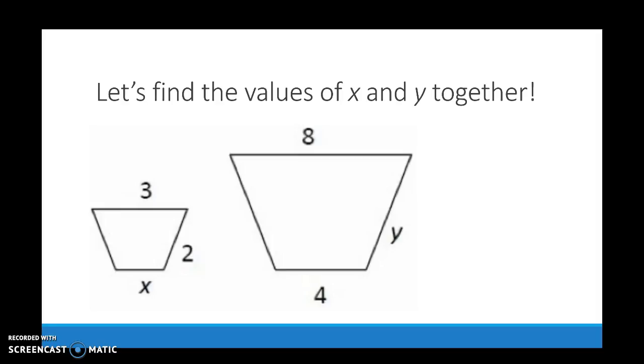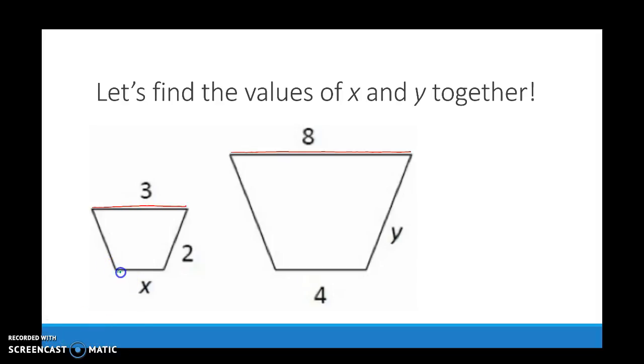So let's jump right into it. We're going to find the values of x and y together. So first, is there a set of corresponding sides that you have all of the information for? So we see here at the bottom, we have x and 4. So we're missing x. We have 2 and y. Those are corresponding sides. We're missing y. And we have 3 and we have 8. So these are the corresponding sides we're going to use to help set up our proportion.